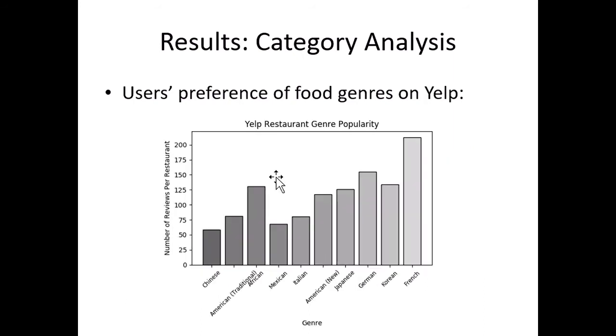And for this combination map, we can see that Chinese food is both the least popular and also rated lowest, while French food is both most popular and also rated highest. So that's some interesting results there.